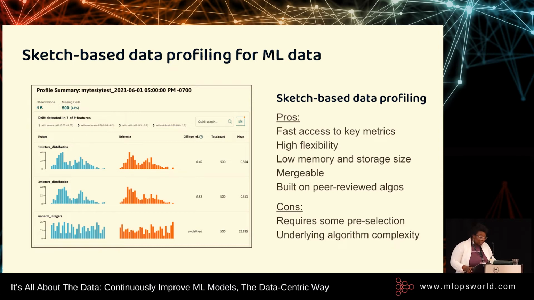Some downsides of sketch-based data profiling: even though you have this flexibility above the scalar examples, there are still some things that will require pre-selection. It's not a promise that you can calculate any conceivable metric on top of a sketch. There's still some matching that has to happen, and that is what I do all day long. And then the other con is that there is underlying algorithm complexity. So you have to understand these data sketches. You have to be able to implement them or at least know how to use them. And that just takes cost, especially if you're trying to build something in-house. It can be really complex.